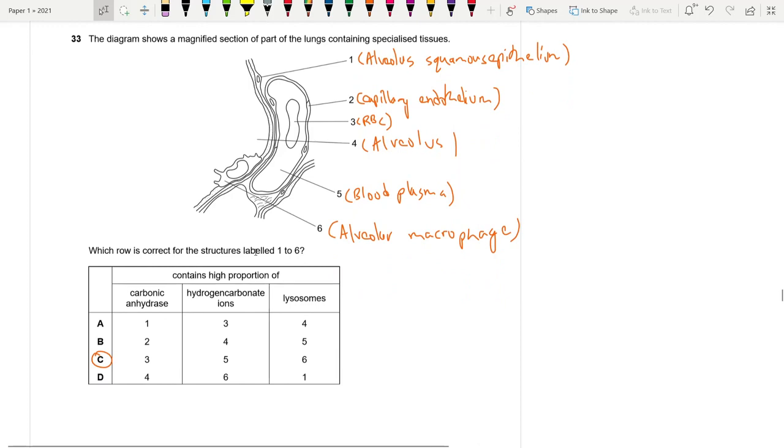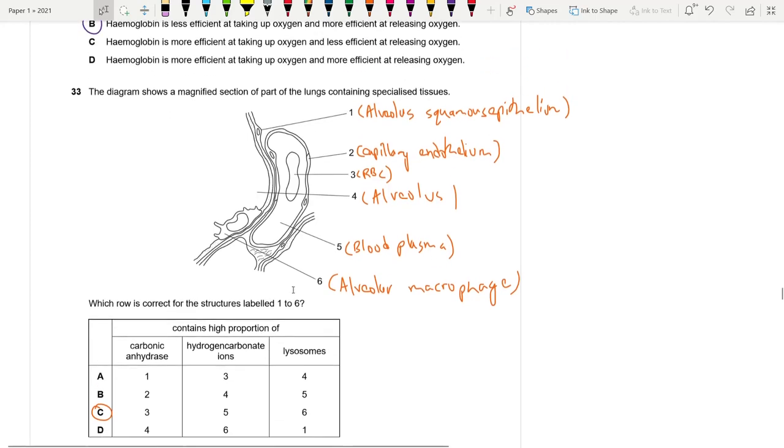So which contains a high proportion of carbonic anhydrase? We know that carbonic anhydrase is present in RBC, so it should be 3. Bicarbonate in plasma 5, and lysosomes in 6 because it's a macrophage. Important, okay? Remember this, guys.